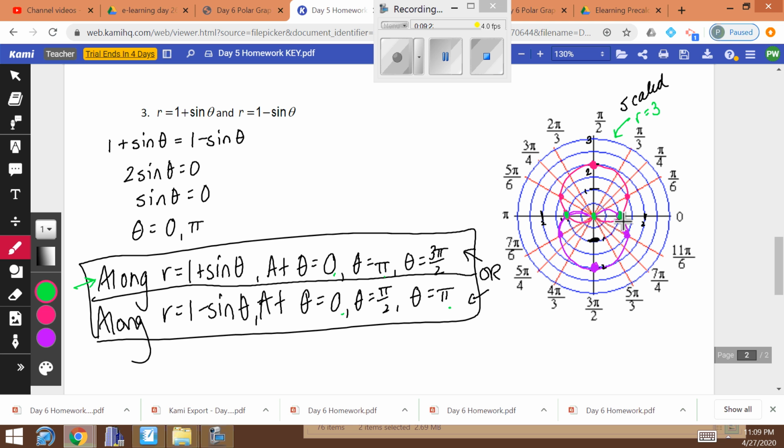At 0 it was 1, and pi over 2 here, there's theta is pi, and here is theta is 3 pi over 2. So right here in the center was at 3 pi over 2. That's why I have that one along this one. But if I follow along the purple one, again, we've got our point here when theta is 0, but right here where it crosses through the pole, that's at pi over 2.